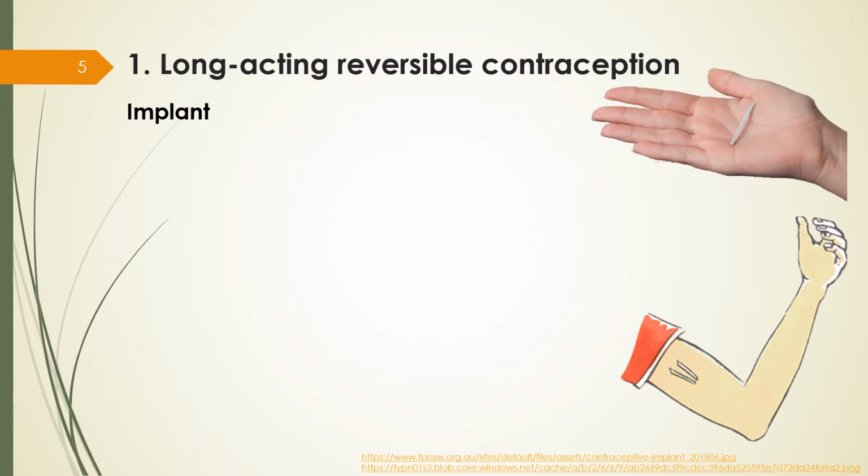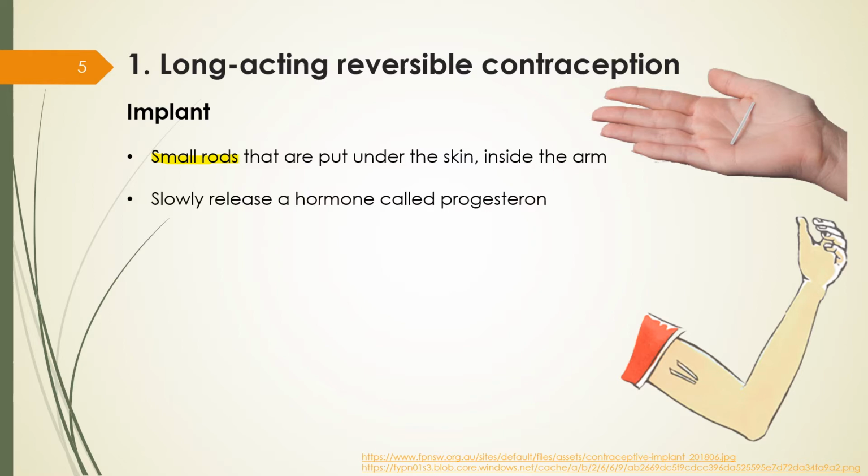Another one is the implant. This implant is a small rod, just like you can see here in the picture, that is put under the skin inside the arm, okay? It slowly releases a hormone called progesterone. This is a synthetic hormone, but very similar to the human progesterone, okay? And when we have this hormone, we don't release the eggs. So it stops the body from releasing an egg each month.